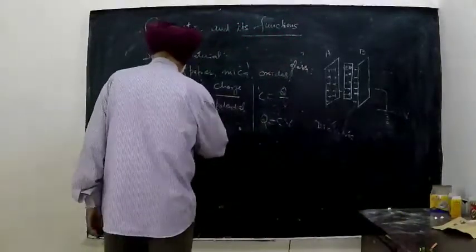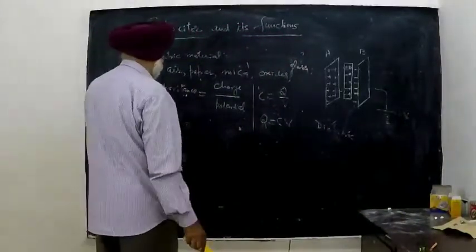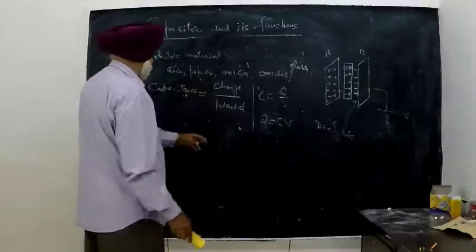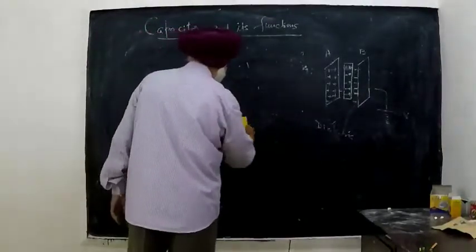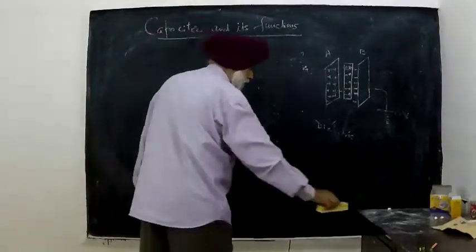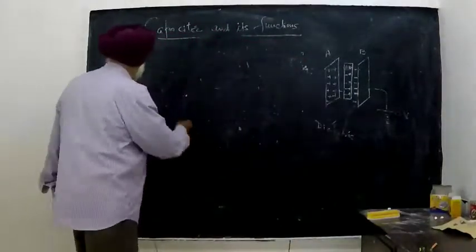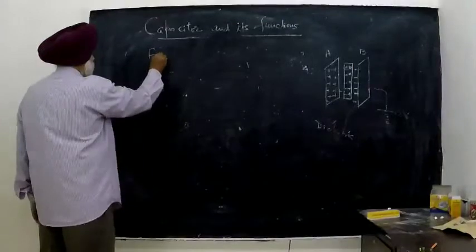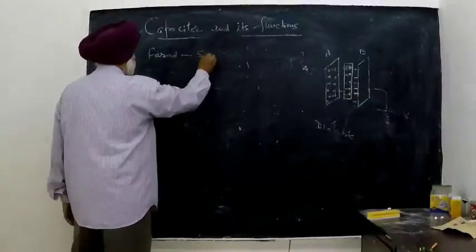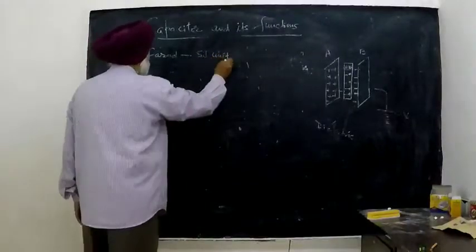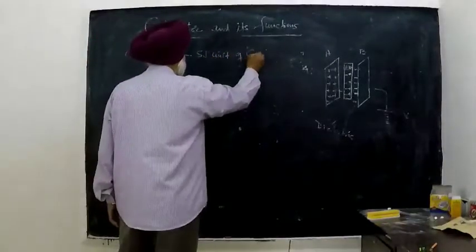Now what is the capacitance, which is equal to the ratio of the charge to its potential? It is measured in farad. So farad, it is the SI unit. It is the SI unit of capacitance.